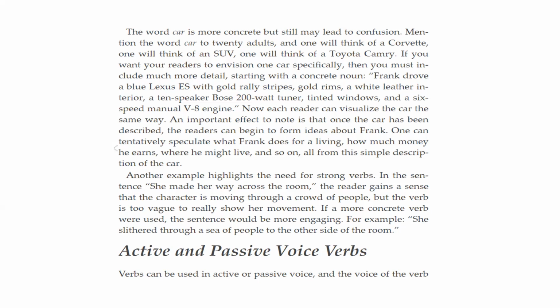Another example highlights the need for strong verbs. In the sentence, she made her way across the room, the reader gains a sense that the character is moving through a crowd of people, but the verb is too vague to really show her movement. What kind of movement? How is she making her way through this room? If a more concrete verb were used, the sentence would be more engaging or catching your attention.